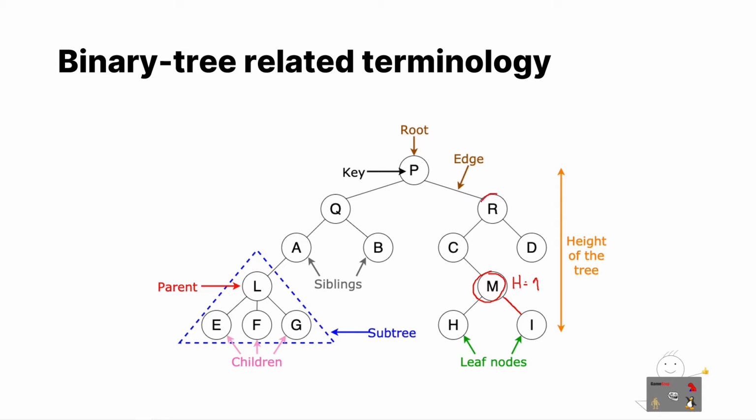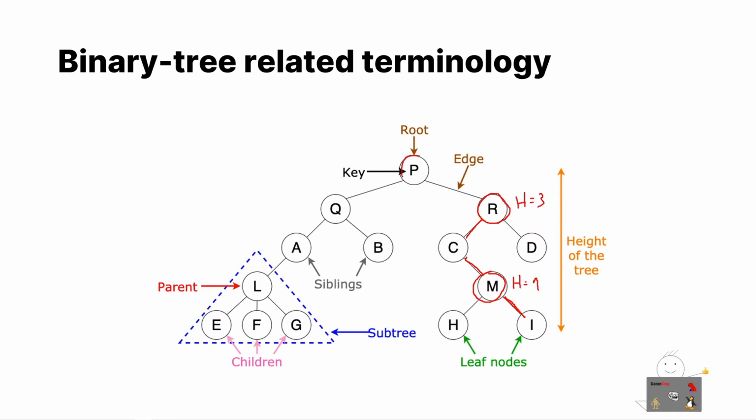For example, the height of R, again, let's find the farthest leaf nodes, which are the same, H and I. We see how many levels this is away. 1 level, 2 levels, 3 levels. So this has a height of 3. And the height of the whole tree would be the height of the root, as the root is on top.